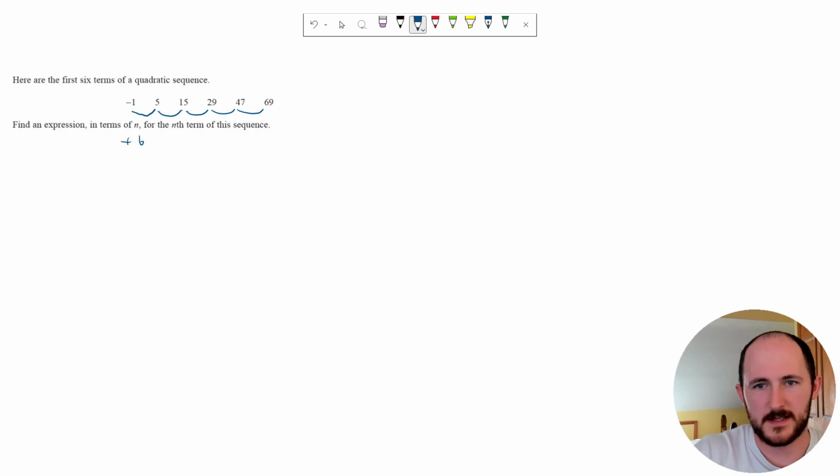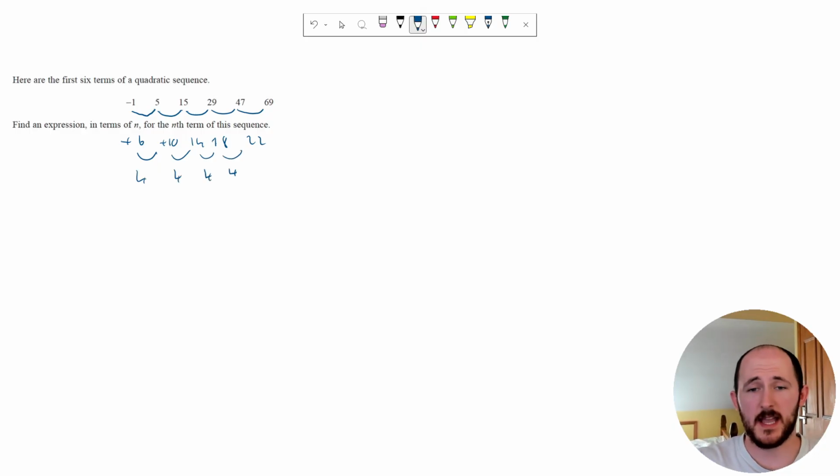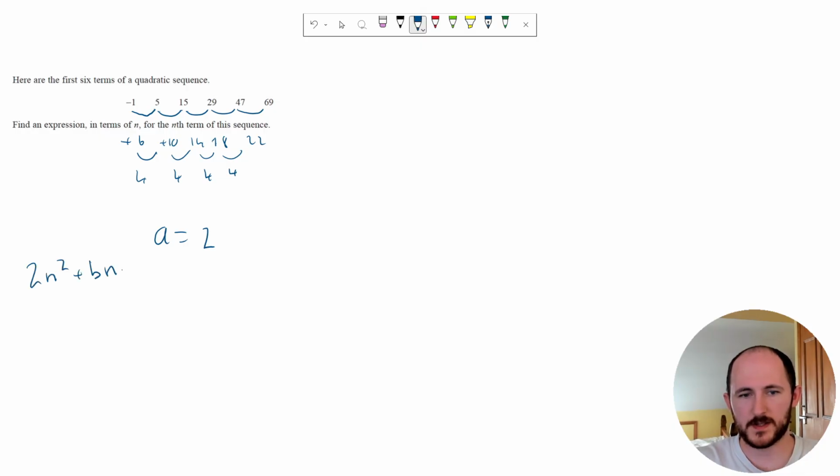So that goes up by 6, that goes up by 10, then 14, that should be 18 and 22. Then we find the next difference. So as you can see, it's going up by 4 each time, which means what's a? A should be 4 divided by 2, which is 2. So that gives us, so far, 2n squared plus bn plus c. And now we just need to solve the simultaneous equation by subbing in n equals 1 and n equals 2.